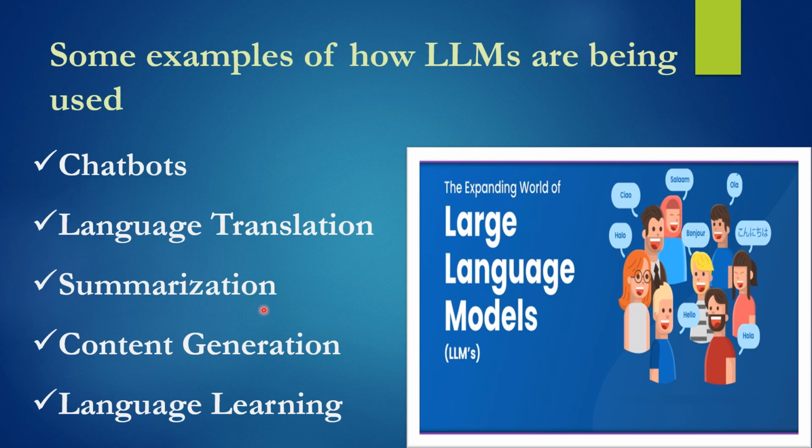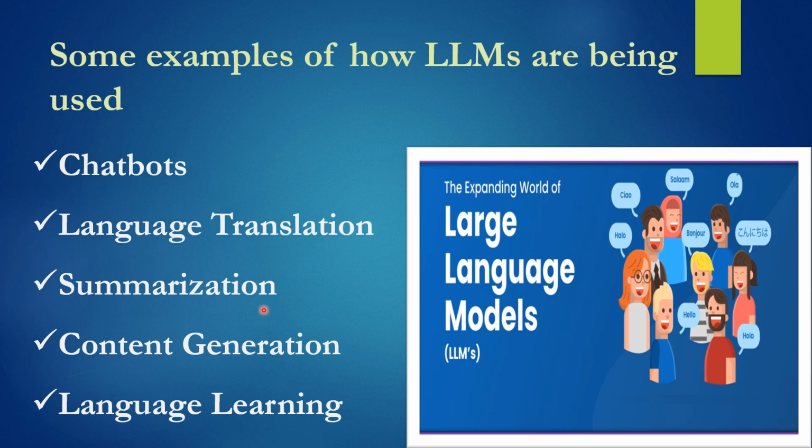Then comes the summarization. These large language models can be used to summarize long pieces of text such as articles, research papers, or news stories into shorter, more concise versions, which makes it easier for readers to digest that information. For example, an LLM powered summarization tool can help you quickly summarize a lengthy article, which saves your time and allows you to focus on main points.